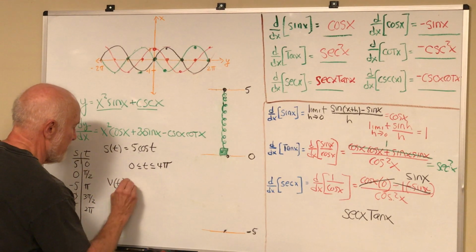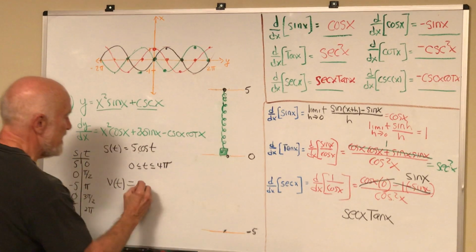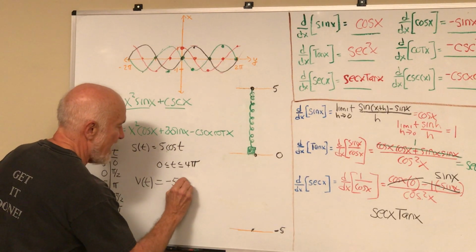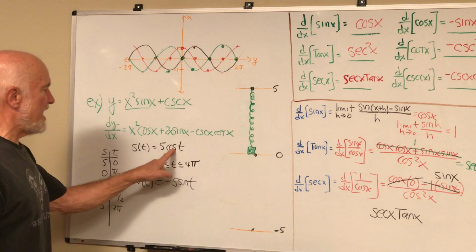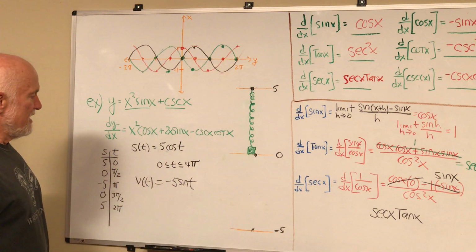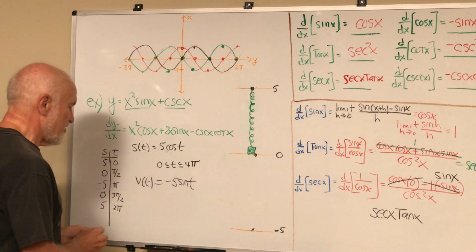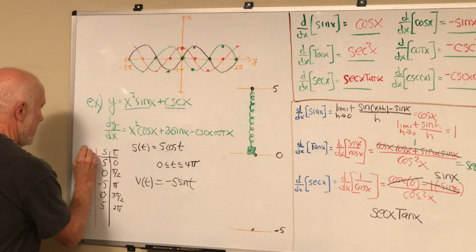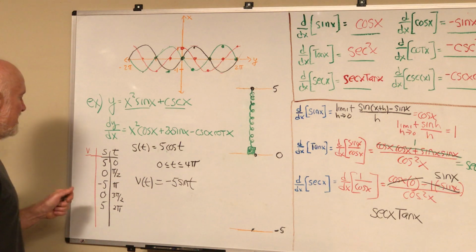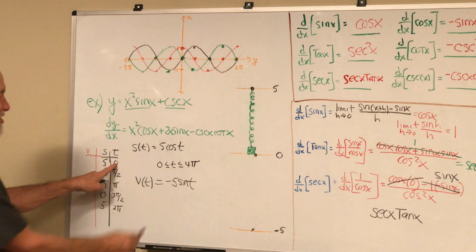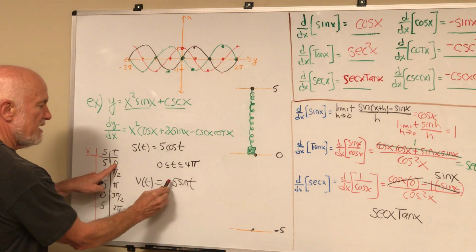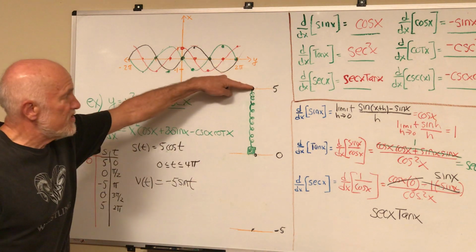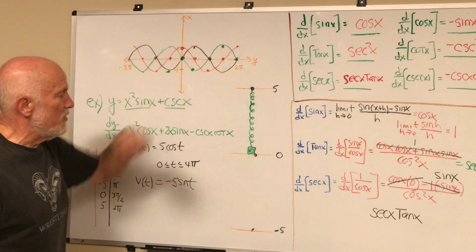The derivative of the position is the velocity, and what would we get? -5 sine of t. The derivative of the cosine is minus the sine. So, if we were doing the same chart and putting in the velocity, what would we know? At time 0, the velocity would be -5 times the sine of 0, or 0. And it was a 0 velocity when I let it go.